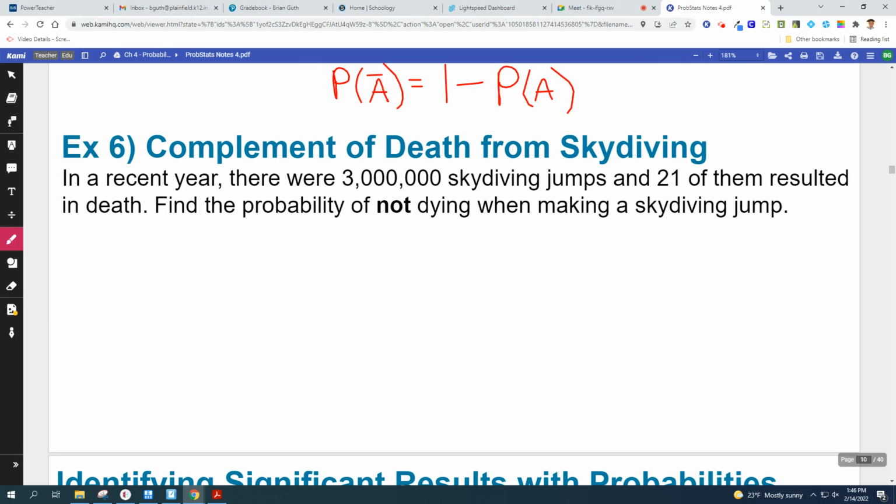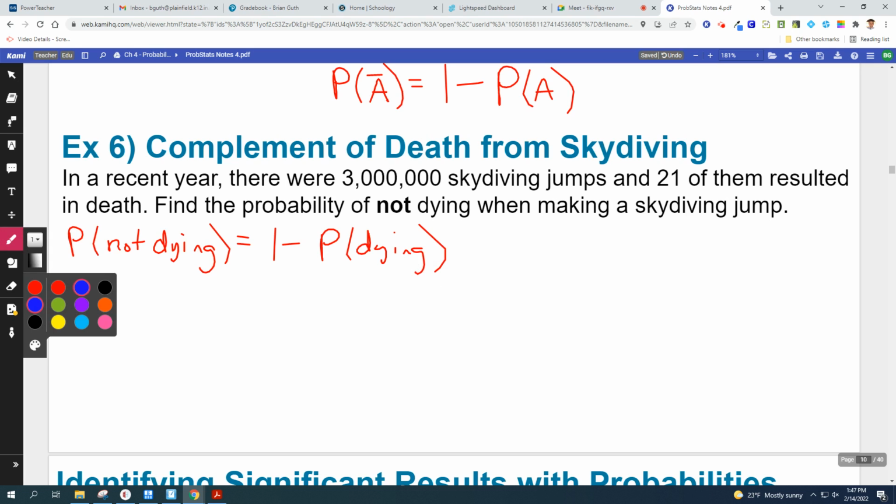Number 6, the complement of death from skydiving. In a recent year, there were 3 million skydiving jumps and 21 of them resulted in death. Find the probability of not dying when making a skydiving jump. Okay. So we're finding the probability of not dying. So according to the complement rule, it's going to be 1 minus the probability of dying.